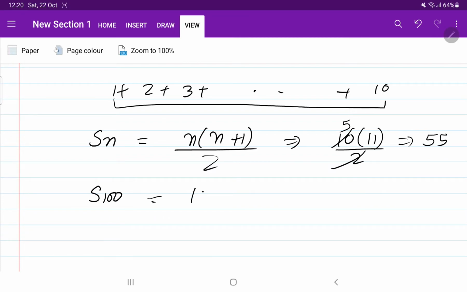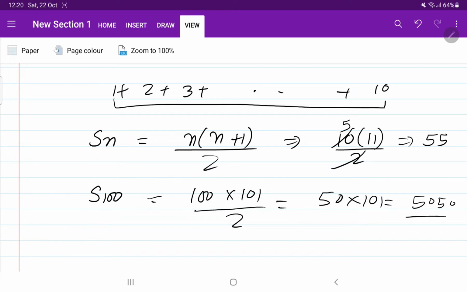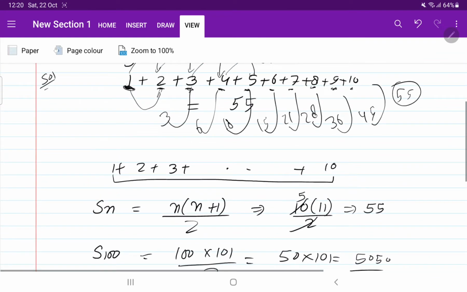Suppose if I ask you 100, so you are going to do it like this. Okay, so 50 into 101, so it will be 5050. Perfect. But in the above approach, what you were doing, you were going to each number and adding. So it will take some time. Suppose you have to find the sum of the first 100 numbers, then every time you add and then you reach the last number. So it will take time for you as well as for the computer also.